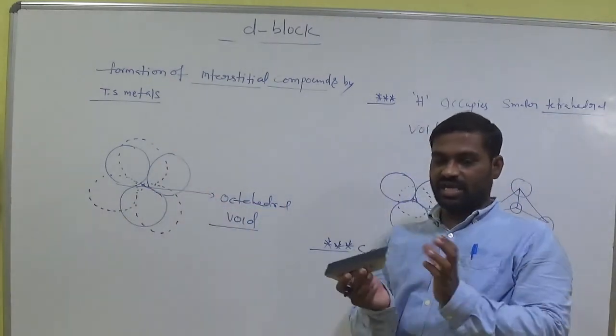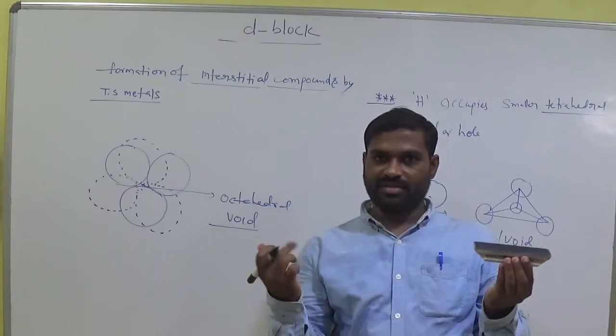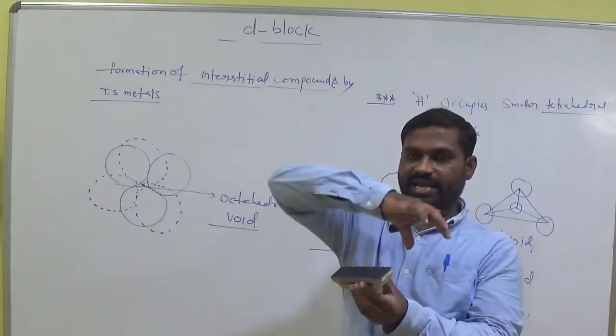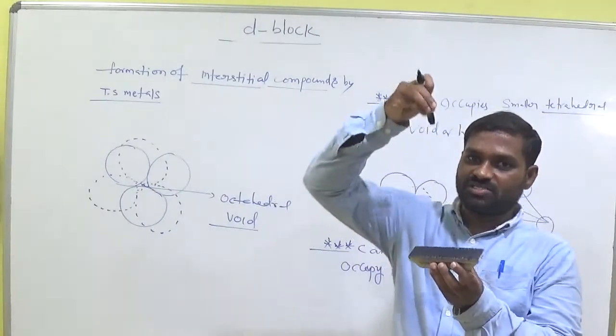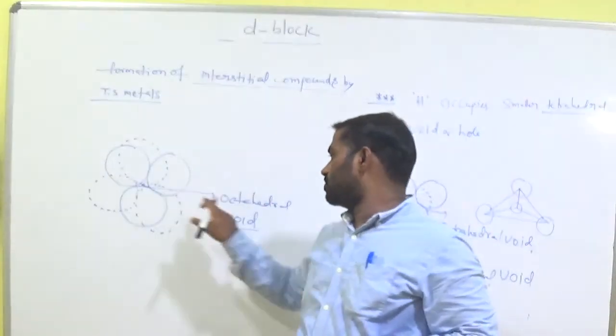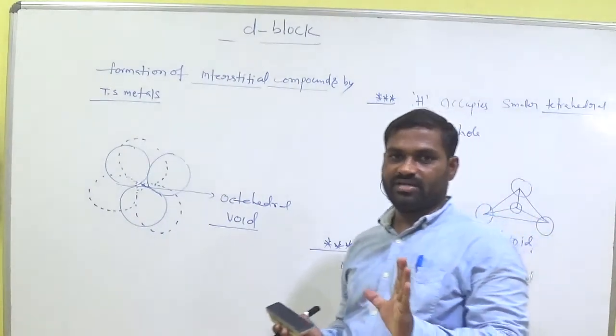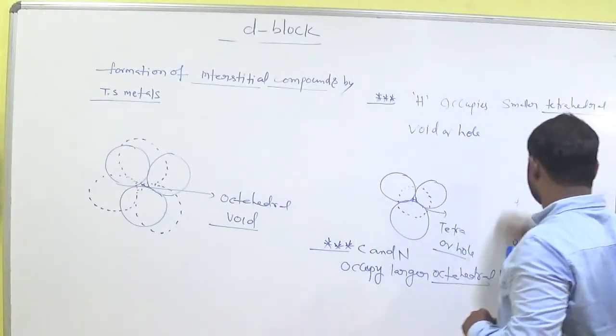How is it? Keep 3 balls at the bottom like this and again arrange 3 balls in the upper. There is a gap between the above 3 and the below 3. Okay, so there is a gap. In that gap, that void is called an octahedral void. Just remember.